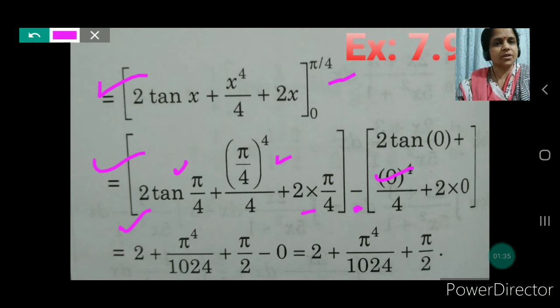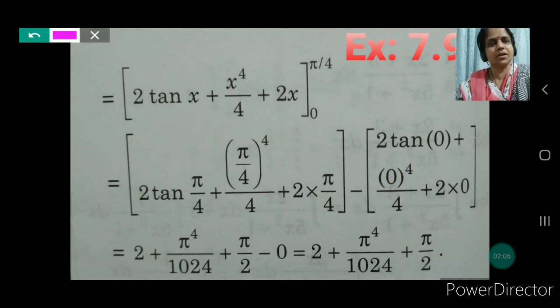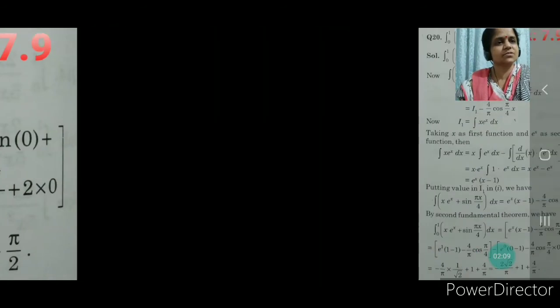So it is 2 only since tan pi by 4 is 1. Okay, and from here you will get pi raised 4 and here in the denominator it is 1024. Okay students, since it is 4 raised 4 and 1 4 is also here. So calculate this and from here you will get pi by 2 and this term is 0. So finally you will get here 2 plus pi raised 4 by 1024 plus pi by 2. Okay, now move on to the next question.